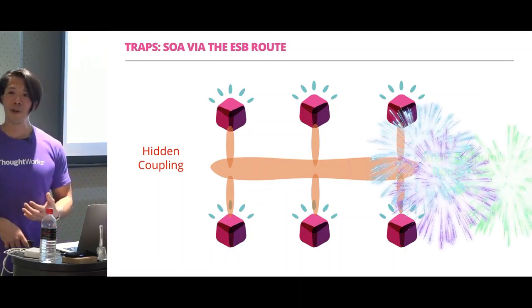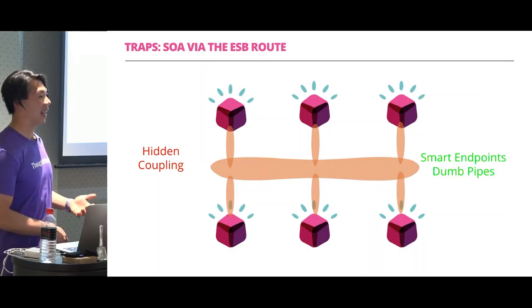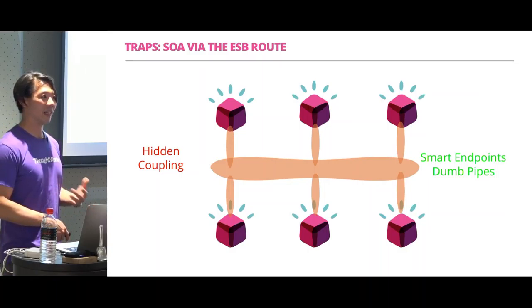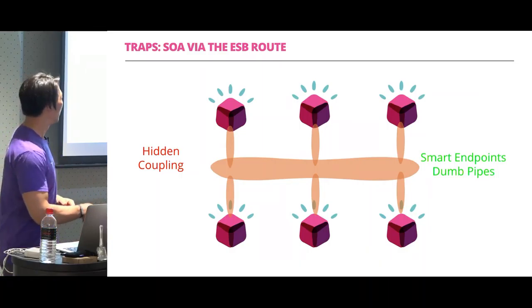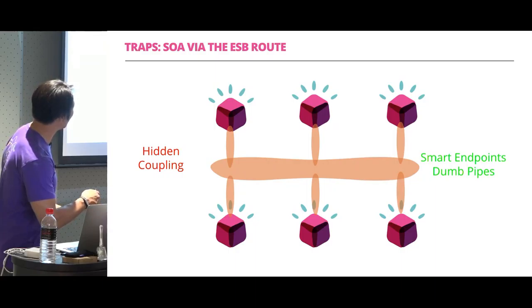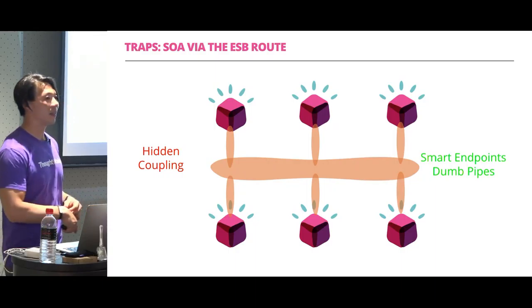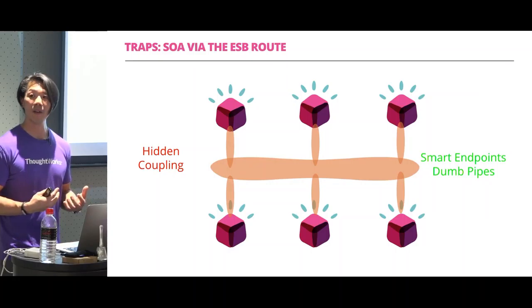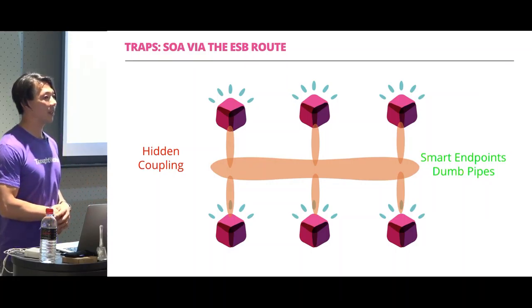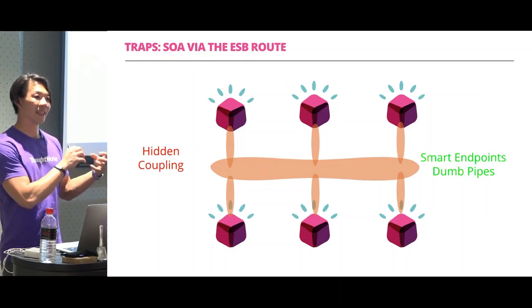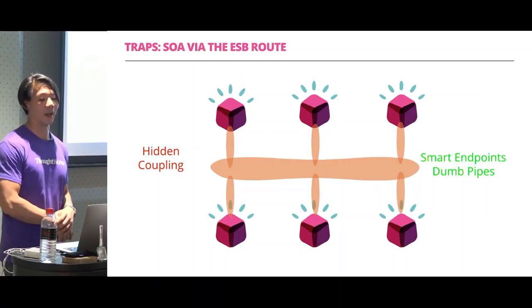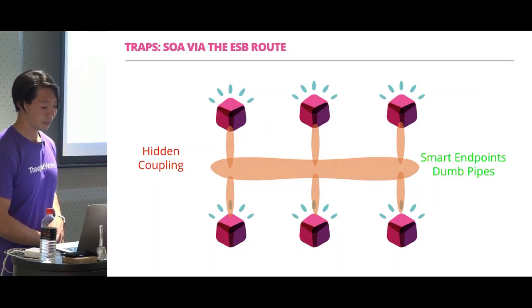A different pattern here is using smart endpoints and keeping the ESB as a messaging platform. You would have an adapter between a product and the channel to do the things that you need, deploy that as a separate application, and then you can test that component separately from the actual messaging infrastructure.